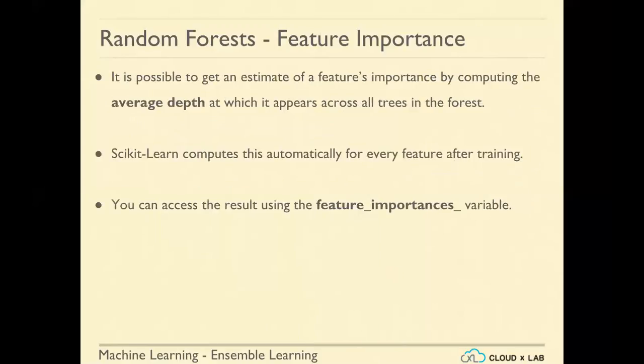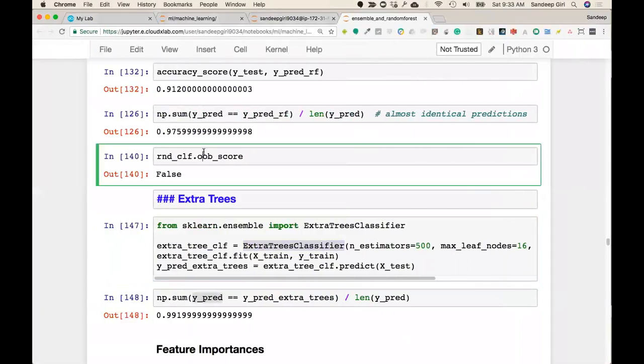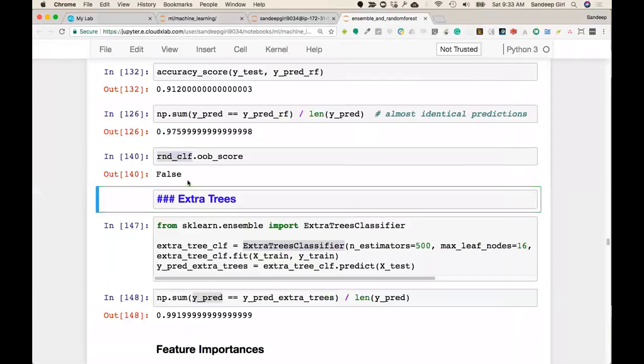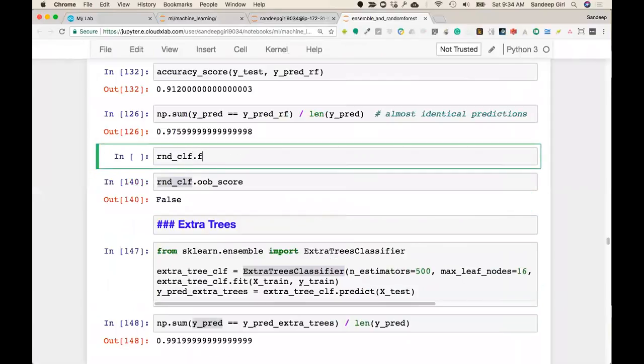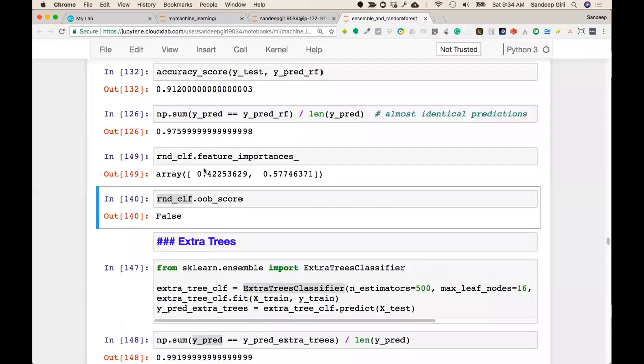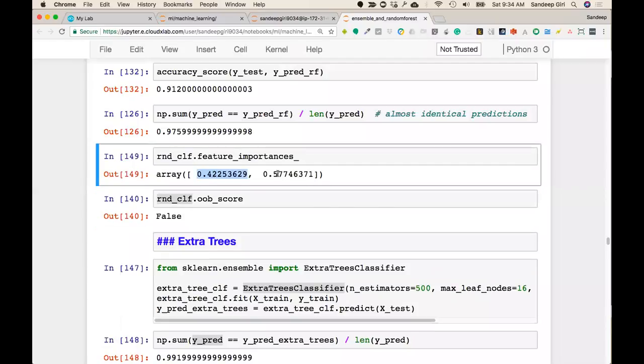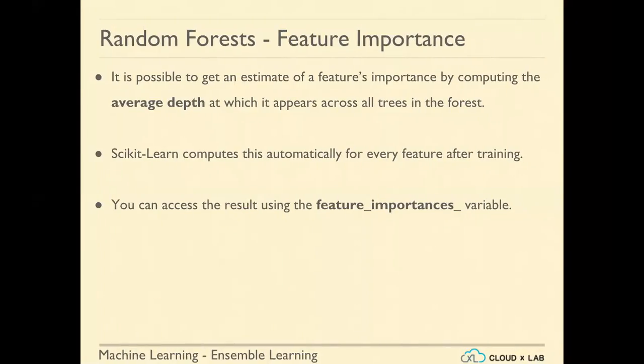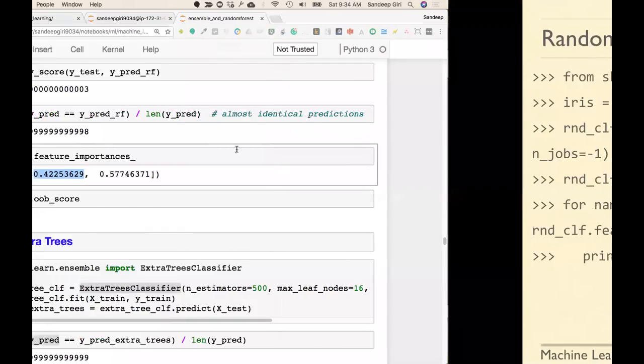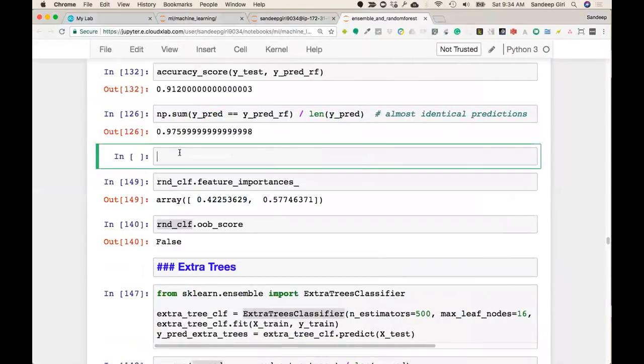It is possible to get an estimate of feature importances by computing the average depth at which a feature appears across the trees in the forest, and scikit-learn computes this automatically for every feature after training. You can access the results using the feature importances variable. So these are the feature importances. Let's see, iris targets, iris.